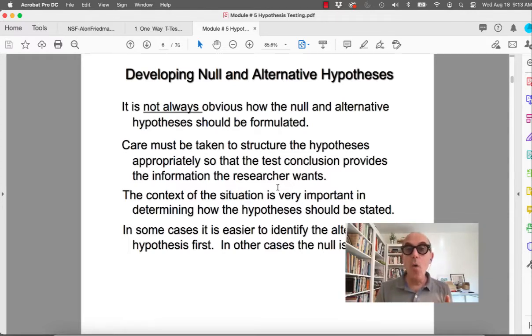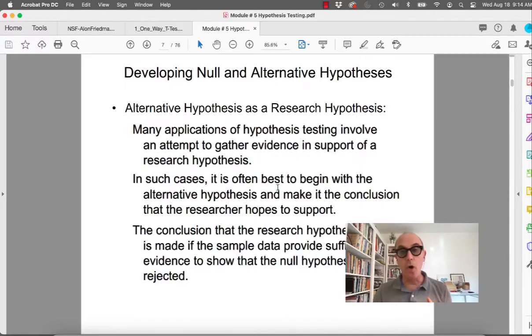It is not always obvious how the null and alternative hypotheses should be formulated. The context of the situation is very important in determining how the hypothesis should be tested. And this is something that is really a craft by itself. And so in some cases, it's easy to identify the alternative hypothesis first, and in others it's the null.